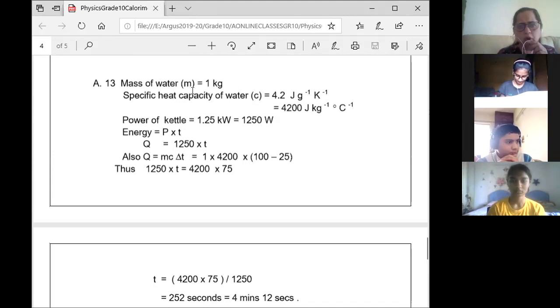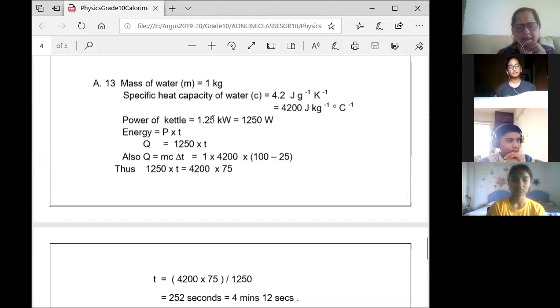Remember that. So the mass of the water is given in kg and the specific heat capacity of water is given in joule per gram. So I take the specific heat capacity of water in kg. Okay, so 4200 joule per kg. Why? Because mass is given in kg. So that is the catch. Please remember, always see if the mass is given in kg and the heat capacity is given in grams, then you write the value in kg, right?